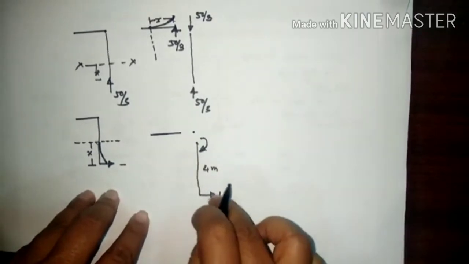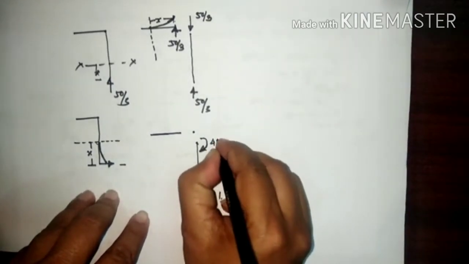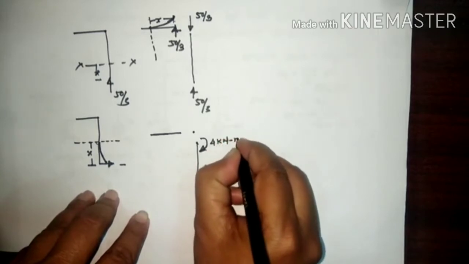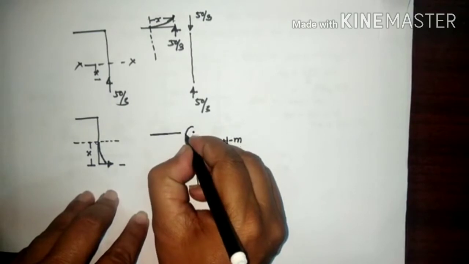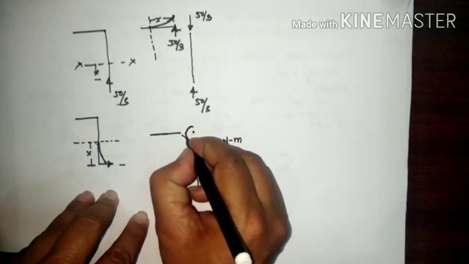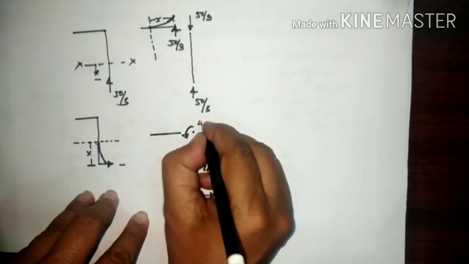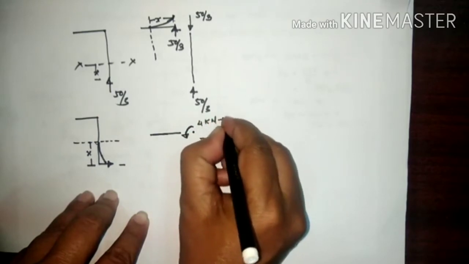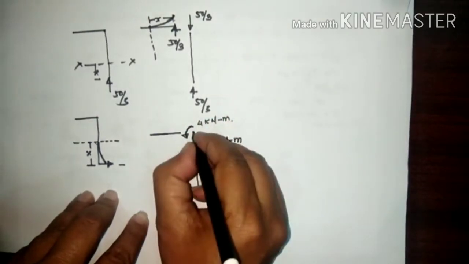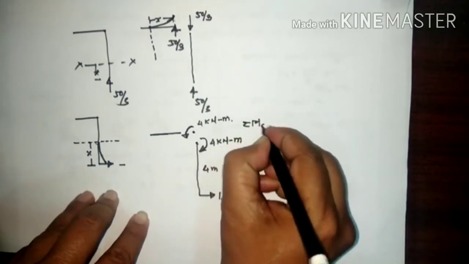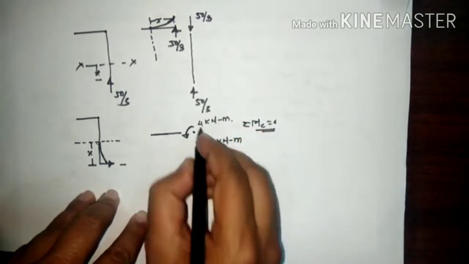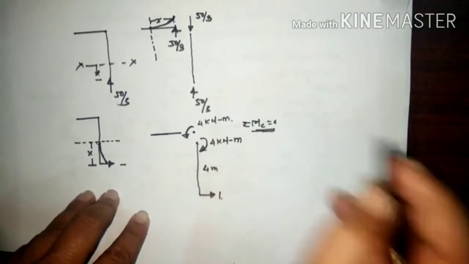Well, how much that is? 1 into 4. So that is 4 kilonewton meter. So this is the clockwise. So here produce the anti-clockwise. How much that is? 4 kilonewton meter. Because we know at any joint, the joint is C, so sigma MC is the 0 to satisfy the static equilibrium condition.